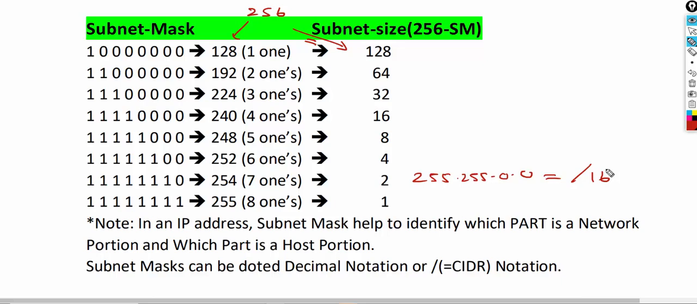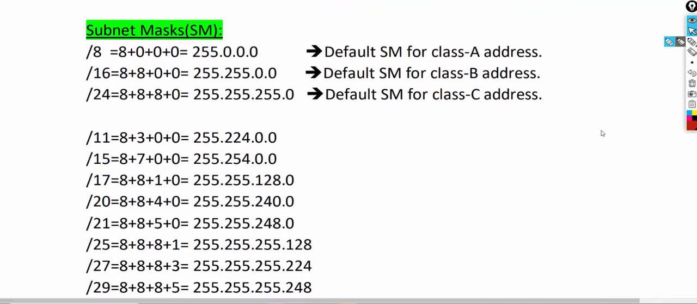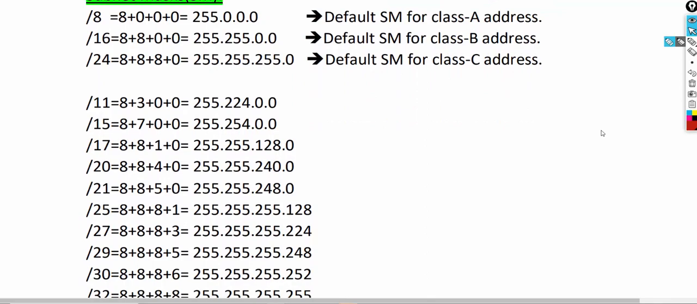CIDR stands for classless interdomain routing notation, and it can be written in decimal notation or CIDR notation. There are two ways you can define subnet masking. So let's go further, guys. Look at this one. These are some examples of subnet masks.